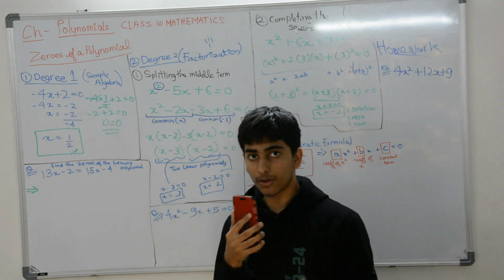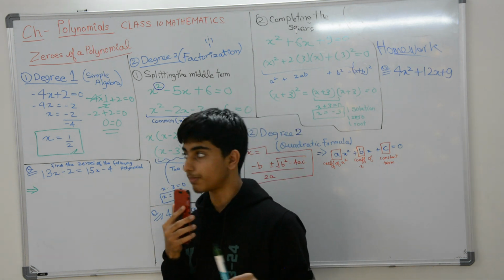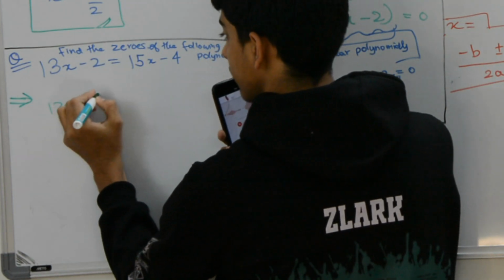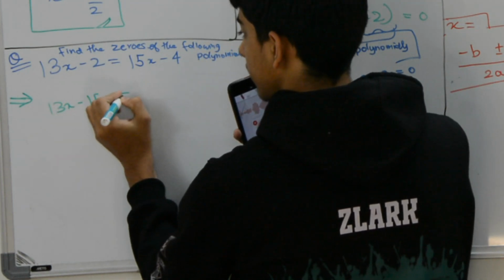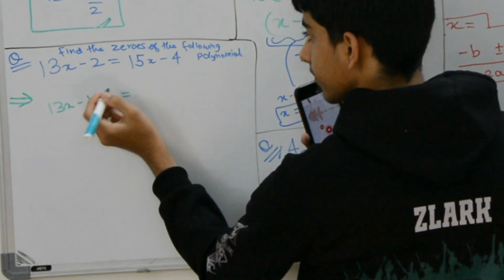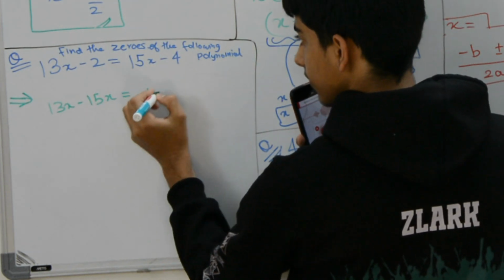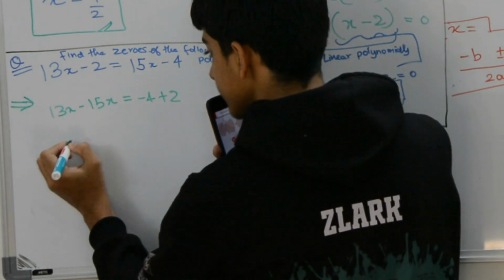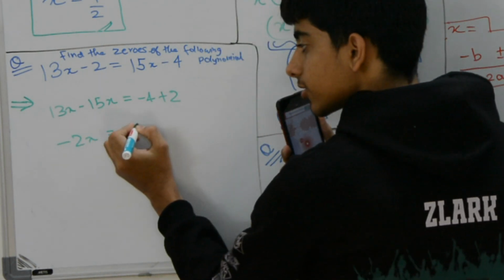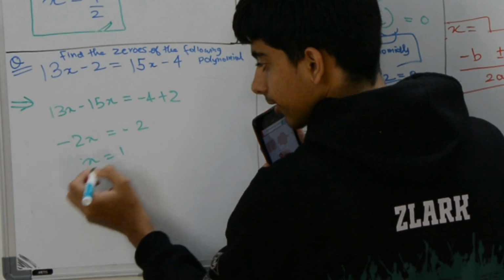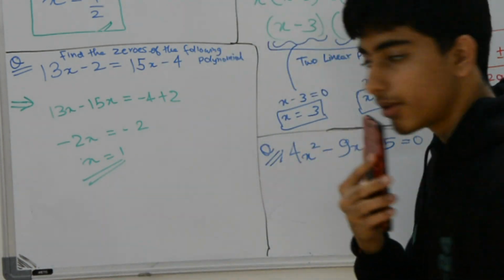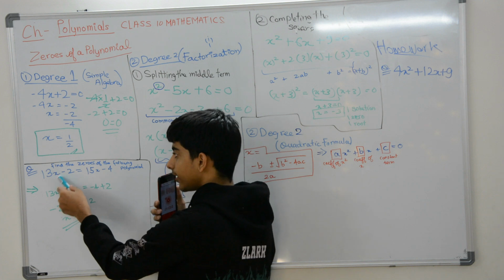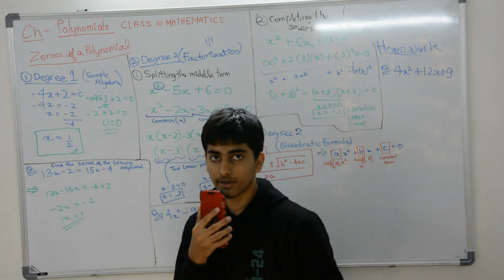To find the zeros of this polynomial, we need to convert this into the general form. We can take 15x to the other side and minus 2 to the other side. We can simplify to get minus 2x is equal to minus 2 and x is equal to 1. We can also check the answer if it's right by plugging x equal to 1 into this equation, and we will see that it holds true.